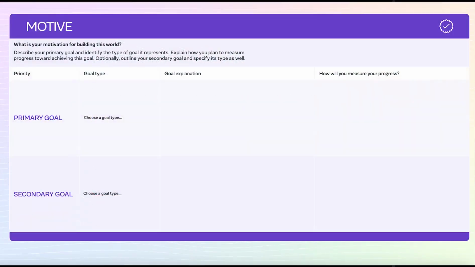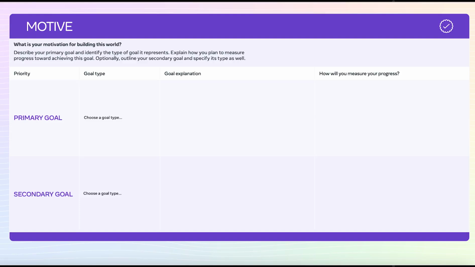What are your goals for this world? So the motive is really the core part of design, where you have a goal for a world, and everything that is a part of that world is working towards your goals. In this form, we've got the primary goal and a secondary goal, which you can fill out. First you can put in the goal type, and then a goal explanation and how you will measure the progress towards that goal.